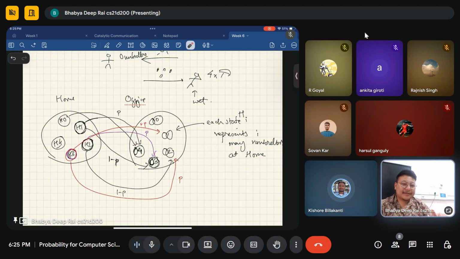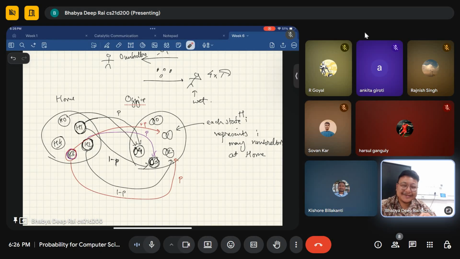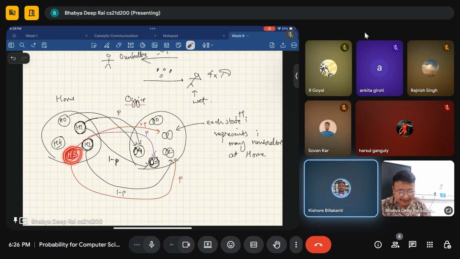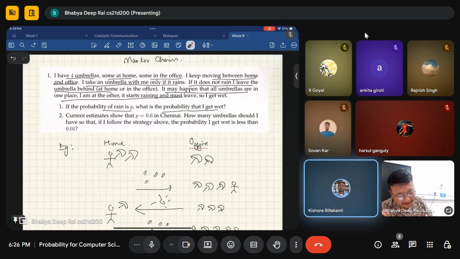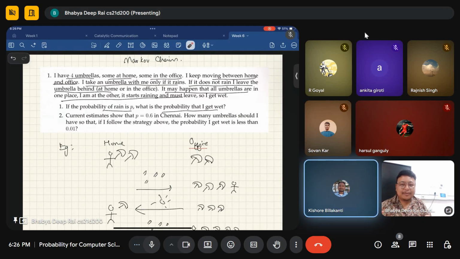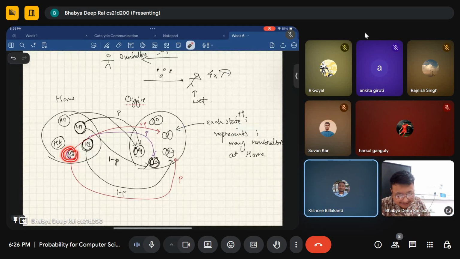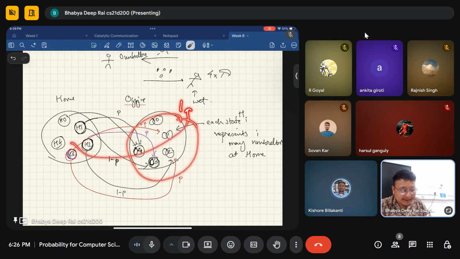Now, if it rains and I'm at H3, I need to take an umbrella in order to not get wet, because that's what the question says. I take an umbrella with me only if it rains. With what probability will it rain? With P probability. If it rains, I'm going to take an umbrella. There are a total of 3 umbrellas, now there will be 2 at home. In the office, there was one umbrella already, and I've taken one umbrella, so in the office there will be 2 umbrellas.